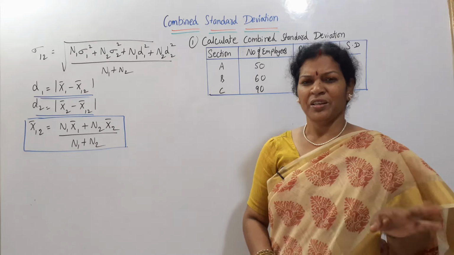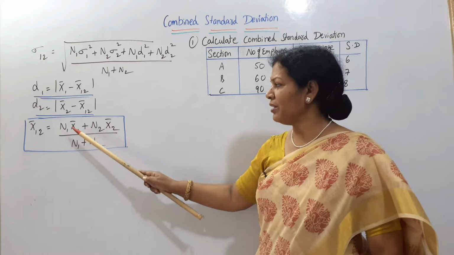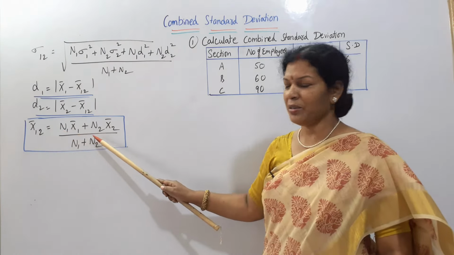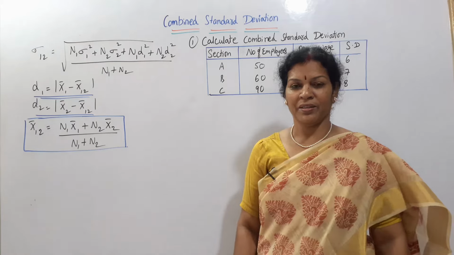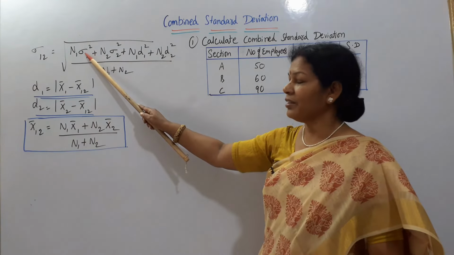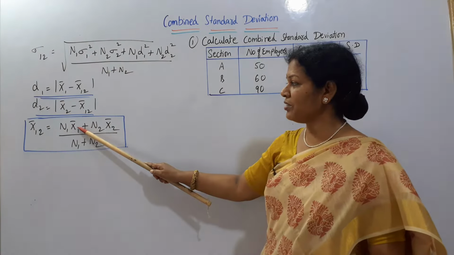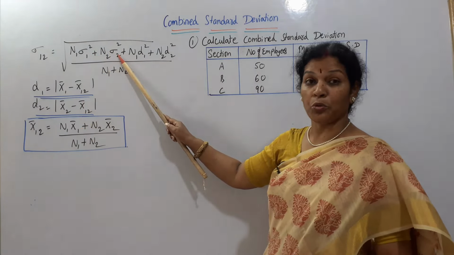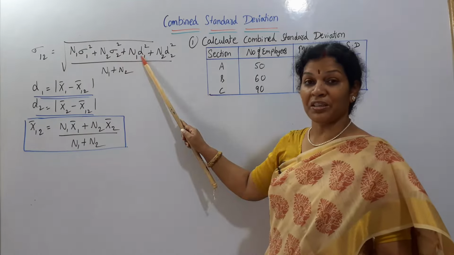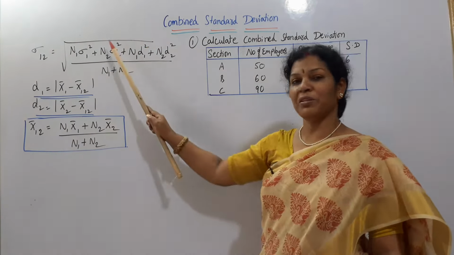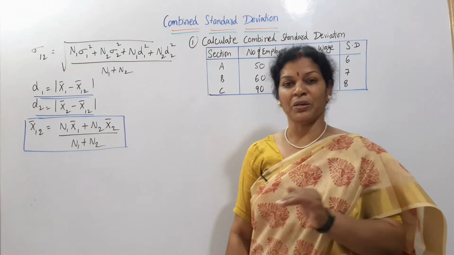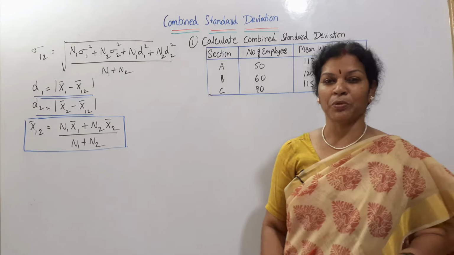Remember this. As I told you, combined mean formula N1 x bar 1 plus N2 x bar 2 by N1 plus N2. Simple. The same formula, but here rho 1 square instead of x bar 1. Here also rho 2 square. Okay. Then after that the D1 square, D2 square. If you know this formula, this is also easy to remember. Now let's work out a problem so that you get more clarity.